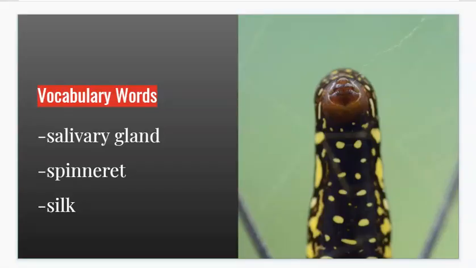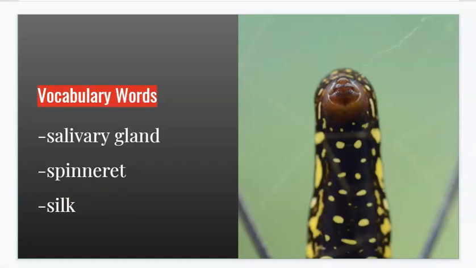Here are our vocabulary words. I'm going to say the word and I want you to repeat after me. Salivary gland, spinneret, silk. When I look at this caterpillar here, I see its mouth. And I remember in the last lesson we talked about how the spinneret was located near its mouth. We were talking about body parts.